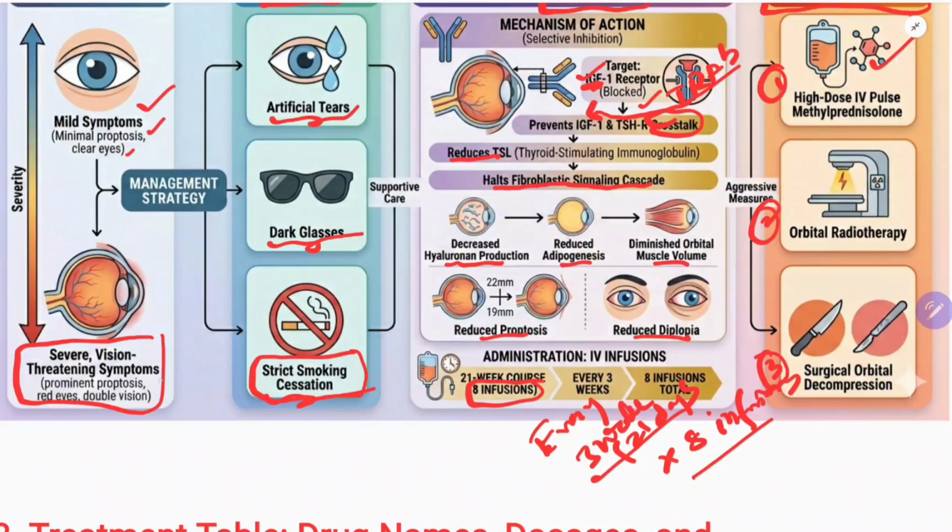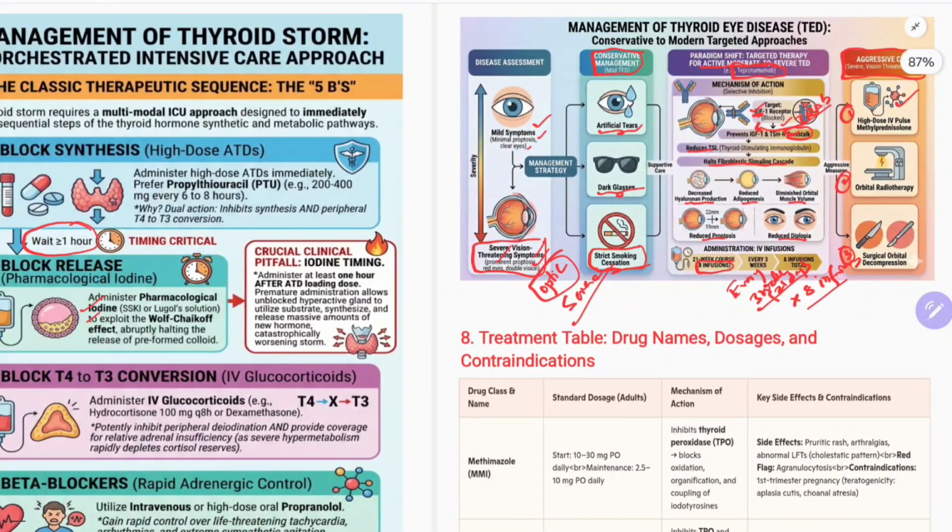So the marker for moderate to severe disease is prominent proptosis, red eyes, double vision, diplopia, but there will be no optic nerve compression. If there is optic nerve compression, then that is classified as severe disease. Remember, for severe disease the management is different. For moderate to severe disease, it is teprotumumab. For mild disease, it is different. So that's about the management of thyroid eye disease, and I think it is enough.